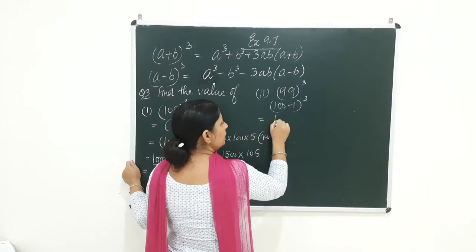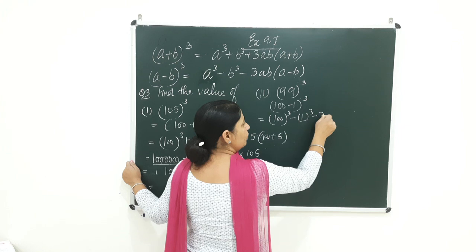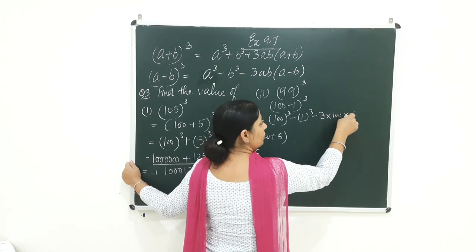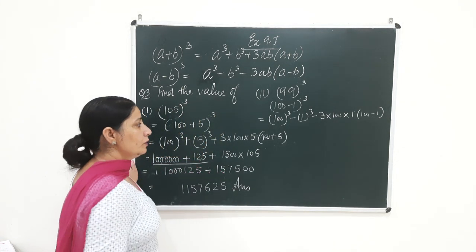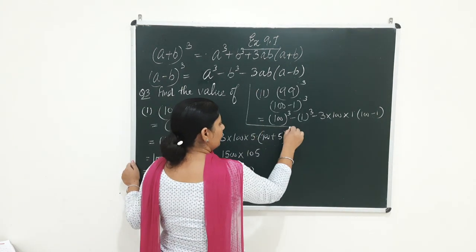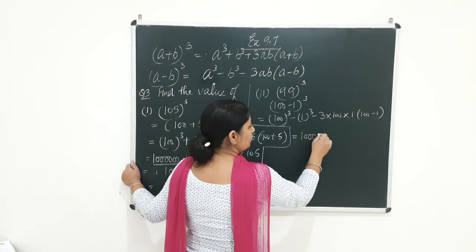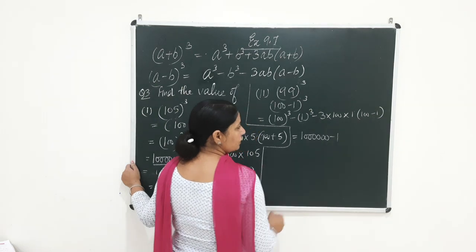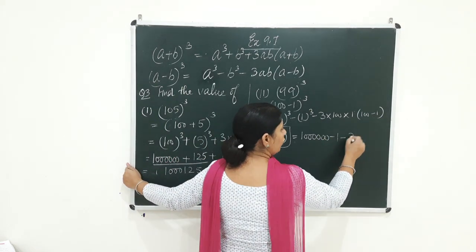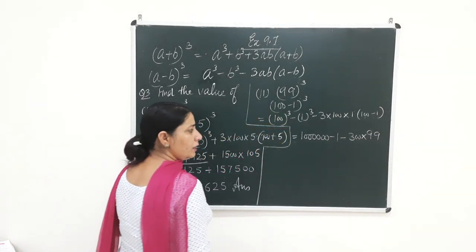So in the second identity, beta, it will be 100 cube minus 1 cube minus 3 into 100 into 1 bracket start 100 minus 1. So what do you get, beta? 100 cube, you will have again 6 zeros, 1 2 3 4 5 6, minus 1 cube which is 1, and here you have got 300 multiplied by 100 minus 1 which is equal to 99.